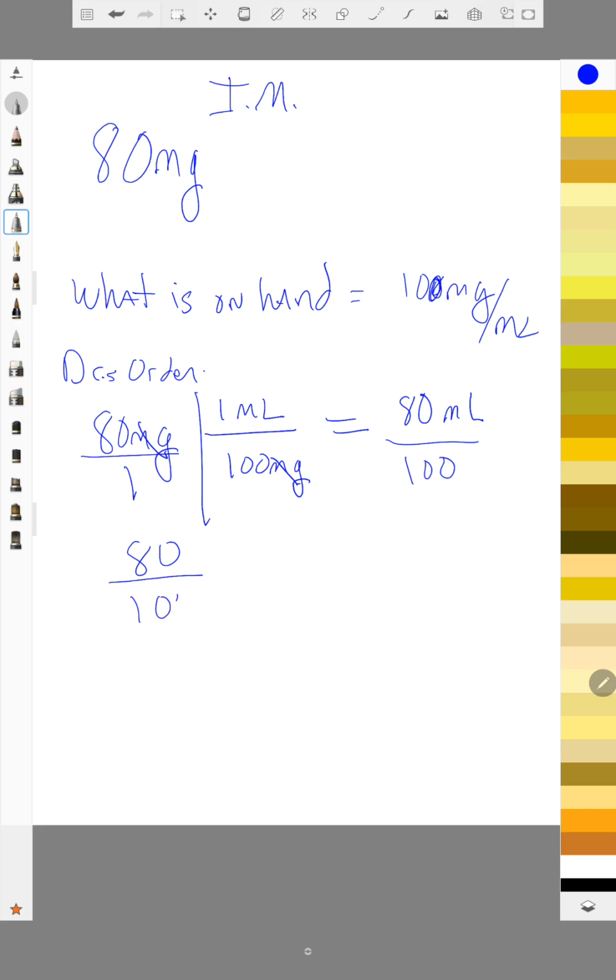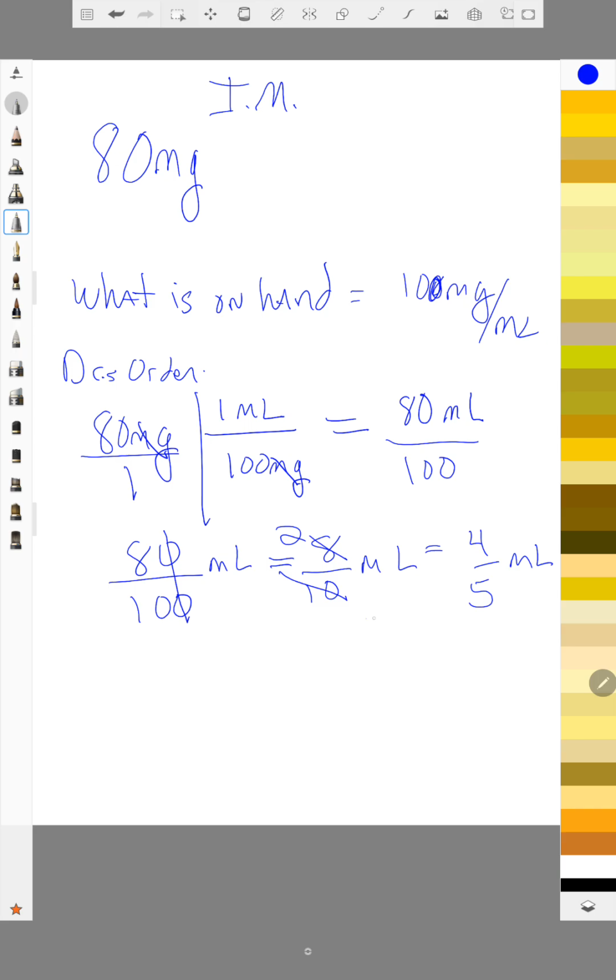80 over 100. Now, for some of you that are trying to do this on your calculators, and that's fine, remember, you're going to put in 80 first and then divided by 100 and then equals, not the other way around. Or, if you're looking at it like this, cancel out the zeros. That gives us 8 over 10 mLs. We can reduce it even more, right? 2 goes into 8 4 times. 2 goes into 10 5 times. So basically 4/5 of an ml.